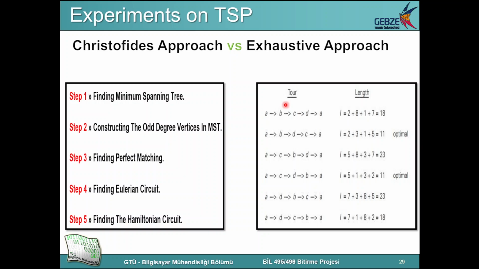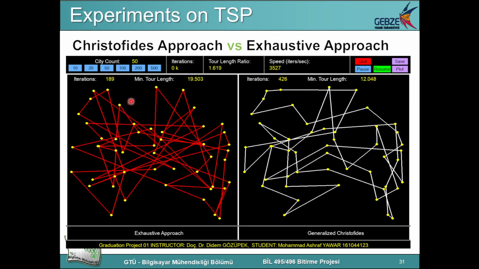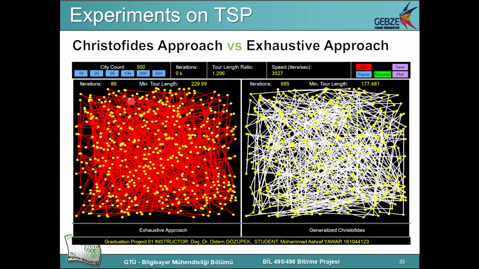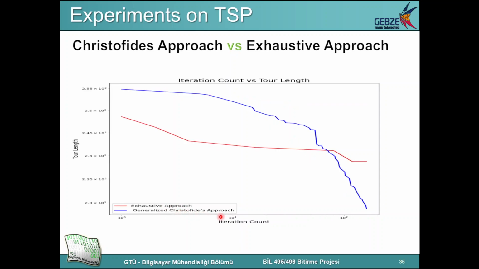And as an experiment on TSP, we can compare Christofides with the exhaustive approach. These are some simulations. This is run with 10 cities, 50 cities, 200, 500, and these are some graphs which compare iteration count versus tour length with these two algorithms, one being the exhaustive approach and the other the Christofides approach.